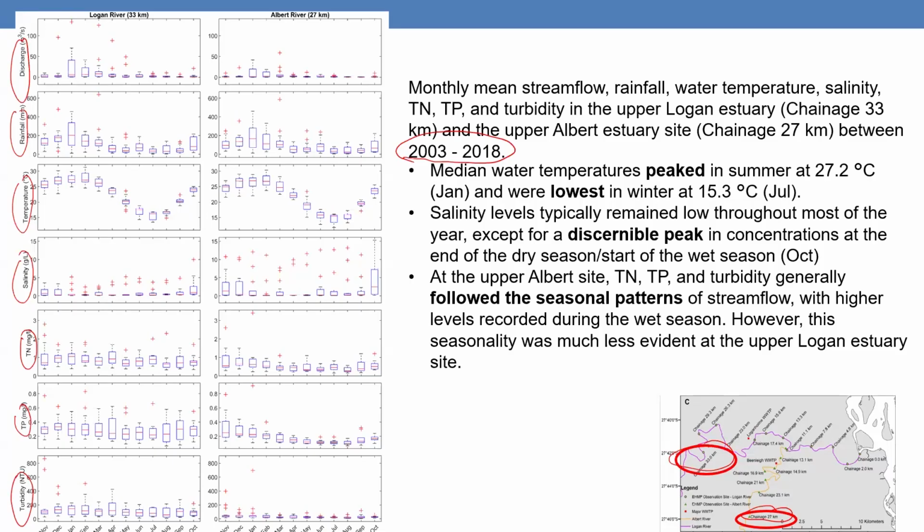Then we do some statistical analysis to see the variation in the different months, the seasonal variation, from November to October. You can see the median water temperature peaks in summer, in our January. So that's very clear, that's the distribution. And then you can see salinity levels. Most of the time they remain low, except for this discernible peak in concentration at the end of the dry season and the start of the wet season. That's October.